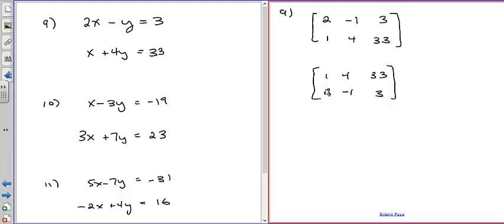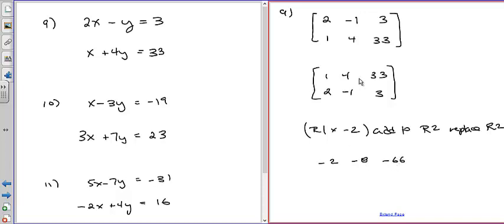Okay, now what we want is for this to go to 0. So we're going to take row 1, multiply by -2, and then add to row 2 and replace row 2 with the result. So let's do that. We're going to take row 1 multiplied by -2. So that's these by -2. So you get -2, -8, -66. So this is row 1 multiplied by -2. Let's write down row 2. And we add those two together.